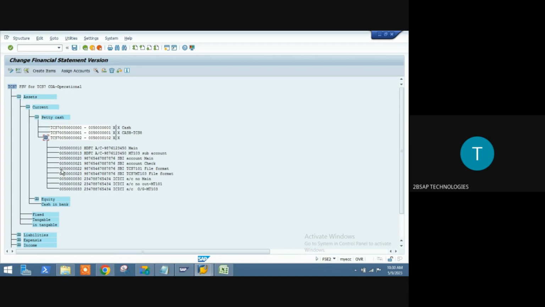Now this 1 lakh, I am going to map in current assets or assets in one of the FSVs. In another FSV, 1 lakh 1 I will maintain, and 1 lakh I won't maintain. Here only I will maintain 1 lakh, and 1 lakh 1 I won't maintain. So what will happen at the time of executing my FSV report? I will get only the accounting principle wise report.